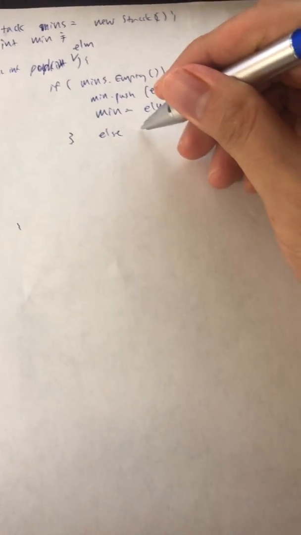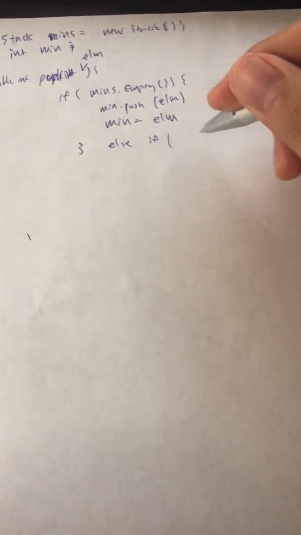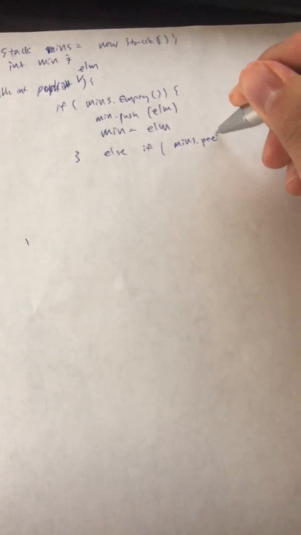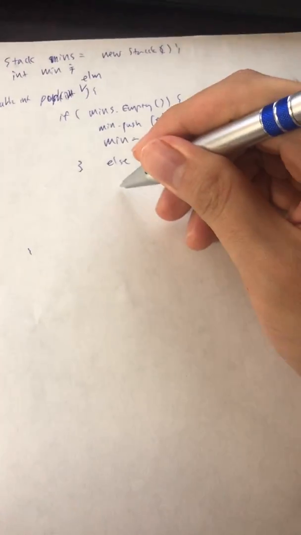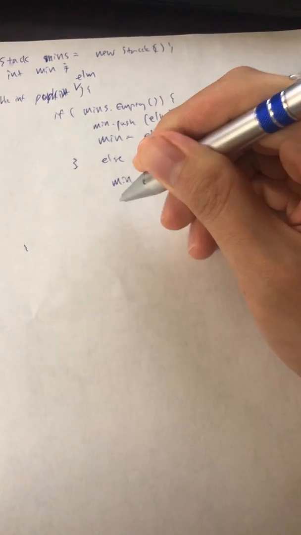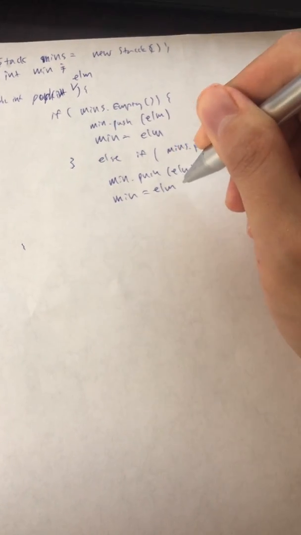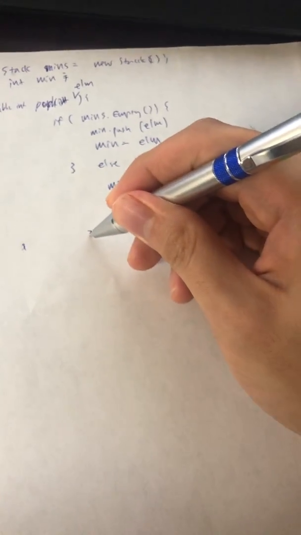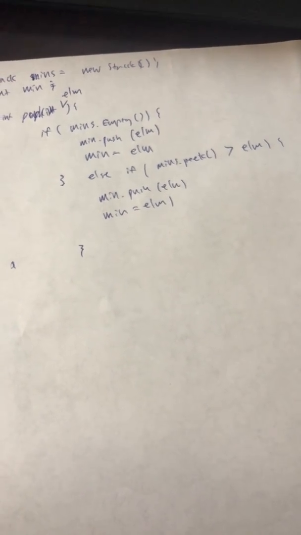Also, there is another check that I have to do. If it's not empty, and if mins.peek happens to be bigger than elm, then mins.push elm, and min is elm. So I actually could have combined these check conditions together, but I'm not going to do that right now. Okay, so those are the conditions when a new minimum is introduced to the stack.